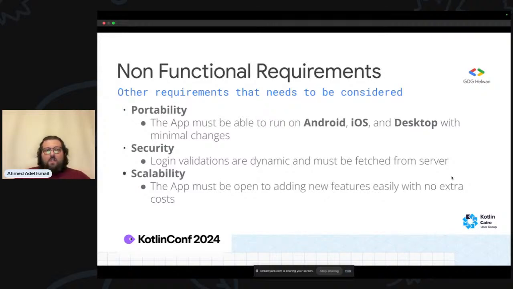Also, we have a non-functional requirement, which is scalability: that the app must be open to adding new features easily with no extra cost. This specifies that this app needs to be divided in a way that multiple people will work on it, and multiple features will be added, and we don't need tight coupling in it, as this is the vision of this project. So we know from the beginning that this will have a cost, which is to modularize this application. It's not just a POC to make it once and leave it. No, it will be modified and new features added later. So this needs to be considered.